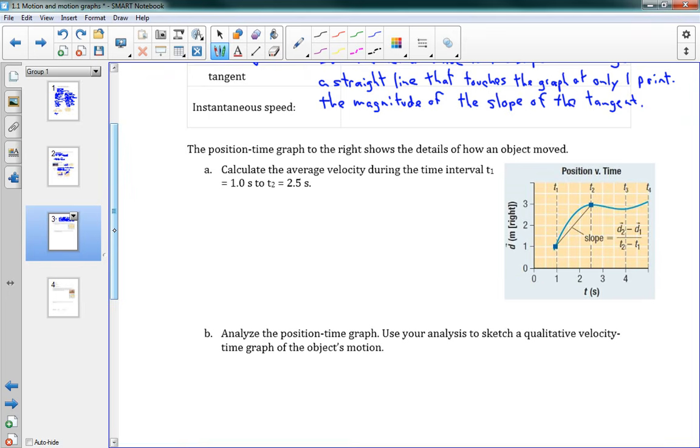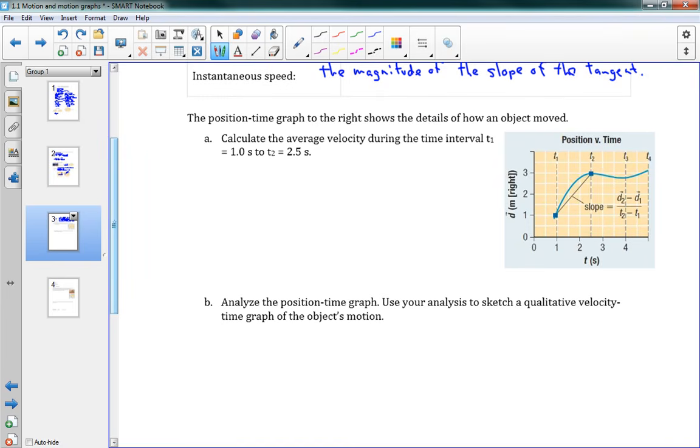Alright, great. So here we have an example. It says the position time graph to the right shows the details of how an object moved. Calculate the average velocity during this time interval. So we have our time interval. From t1 is 1.0 seconds, t2 is 2.5 seconds. We want to get the slope. So average velocity, that's equal to the slope of the secant.